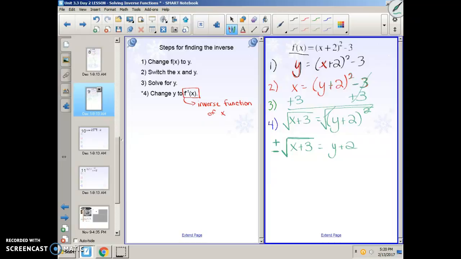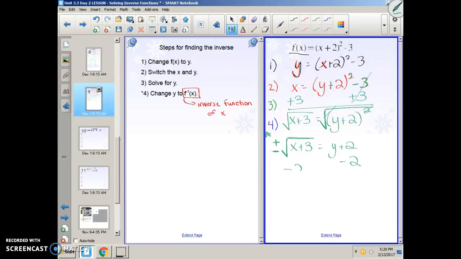Yes, it kind of sucks. I'm not going to lie. It's really annoying. But just deal with it. Put a star by it if you need to. Try and remember you got to put the plus or minus anytime you take a square root. Don't worry about it with squaring stuff. That doesn't matter. Just square root.